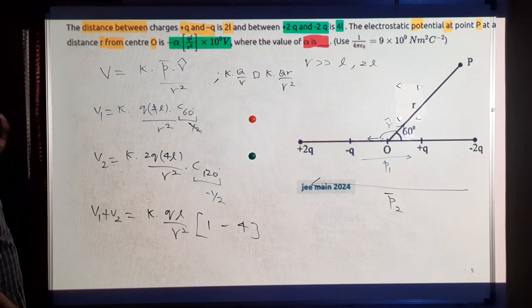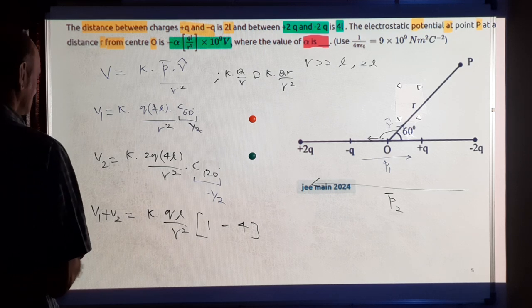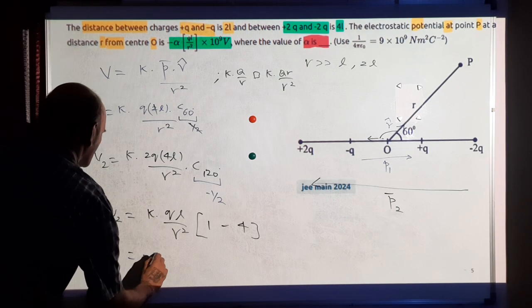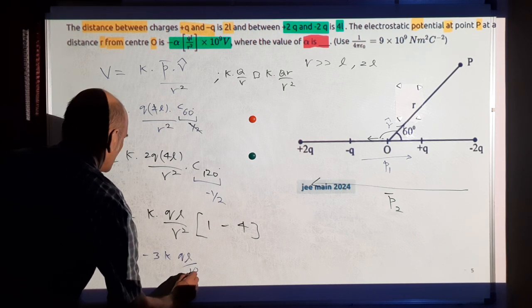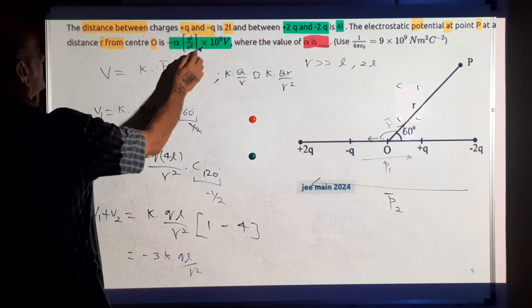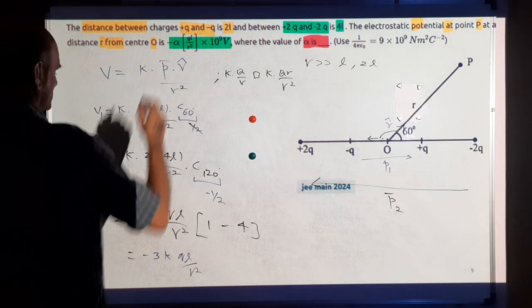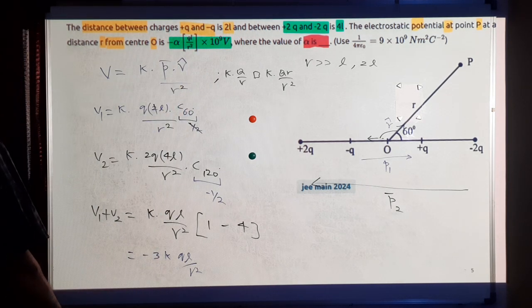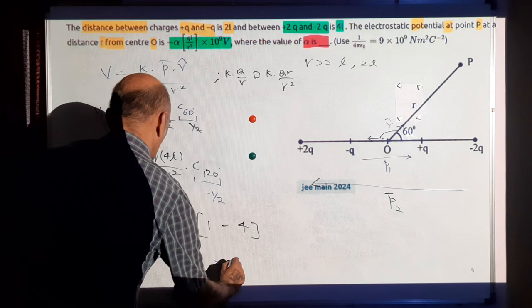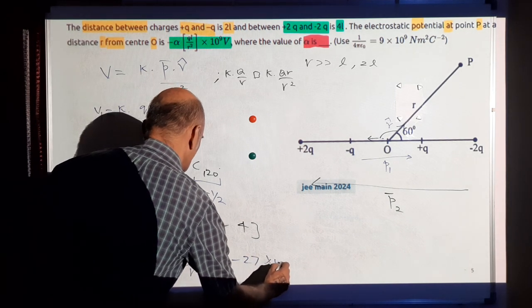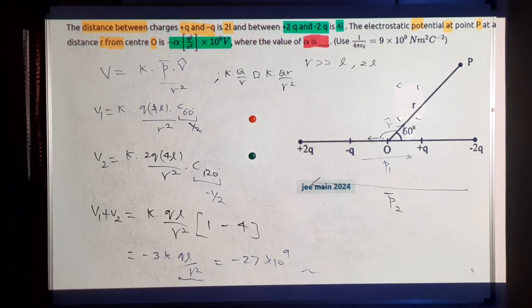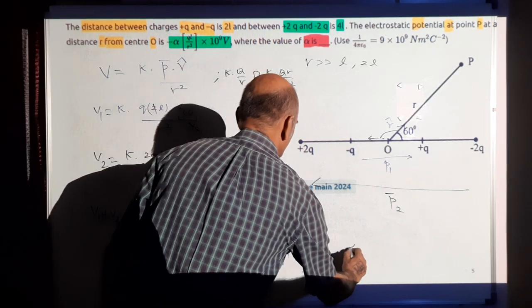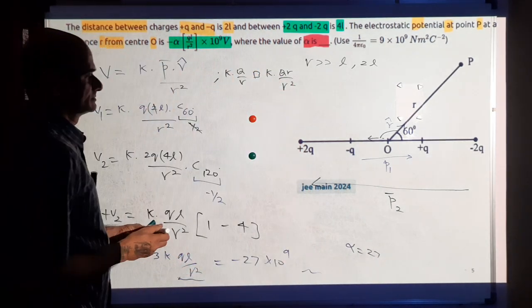So minus 3 times K into QL by R square. QL by R square is there, and then 3K should be compared with this one, and K is 9 into 10 raised to 9, so this is equal to minus 27 into 10 raised to 9 into this QL by R square. So comparing this with this one, we get alpha equal to 27.